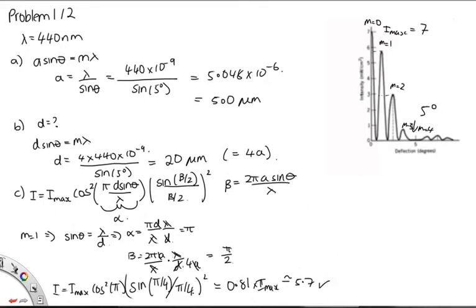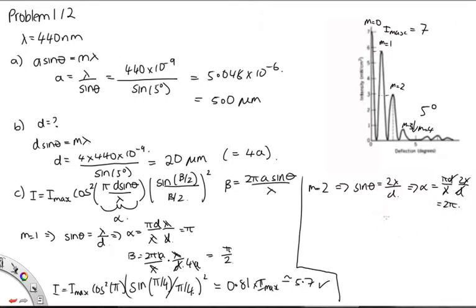Now we were also asked to verify it for the m equals 2. So when m equals 2, let's make some more space, we've got sine theta is equal to 2 lambda over d, which tells us that alpha is equal to pi d on lambda times 2 lambda on d. So this is equal to 2 pi.